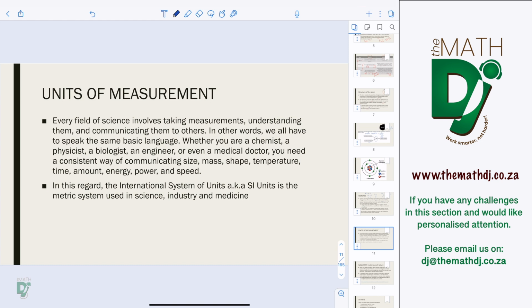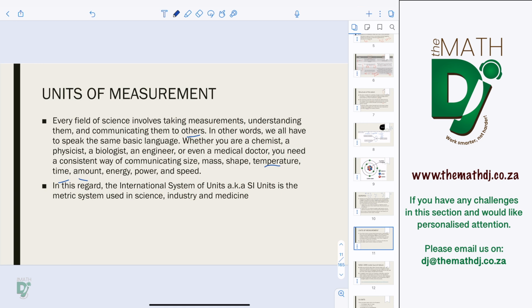Okay, let's move to the next subsection, units of measurement. Every field of science involves taking measurements, understanding them, and communicating them to others. In other words, we all have to speak the same basic language. Whether you are a chemist, a physicist, a biologist, an engineer, or a medical doctor, you need a consistent way of communicating size, mass, shape, temperature, time, amount, energy, power, and speed.